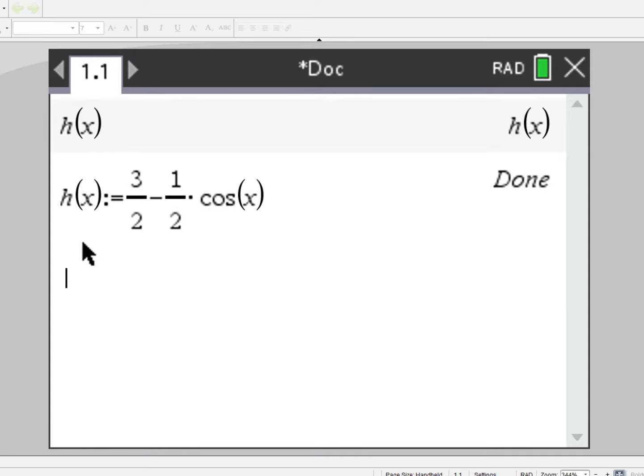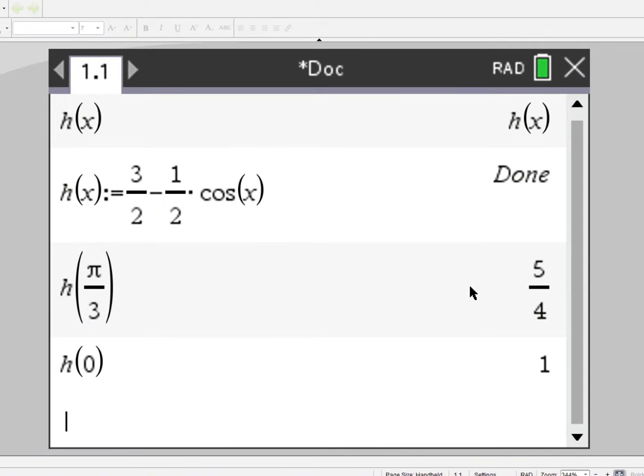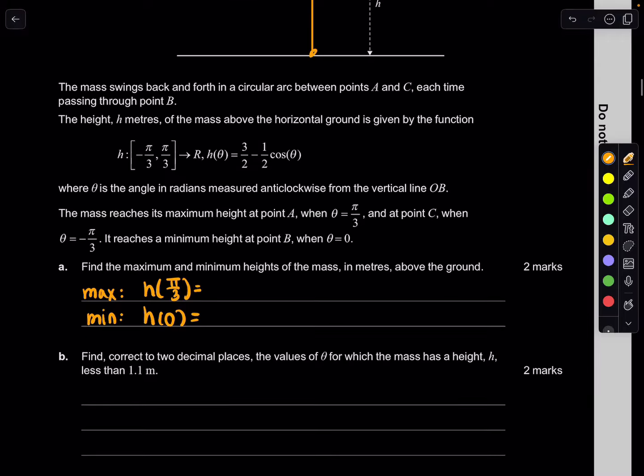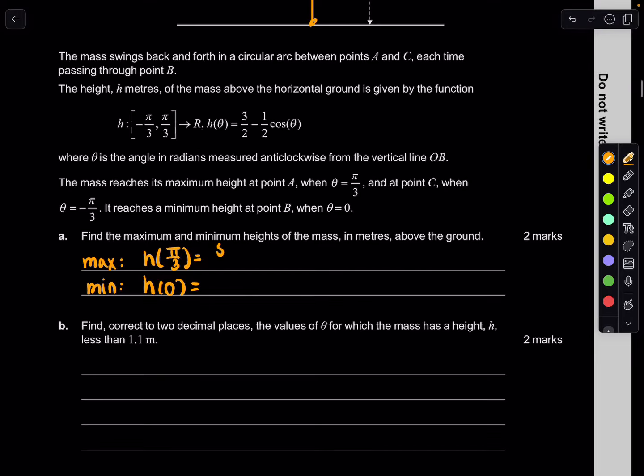So we wanted to find h of pi on 3 and h of 0. So this is your max height, and this is your minimum height. Let's write down: 5 on 4 meters, and the other one was 1 meter. Beautiful. These are your values.